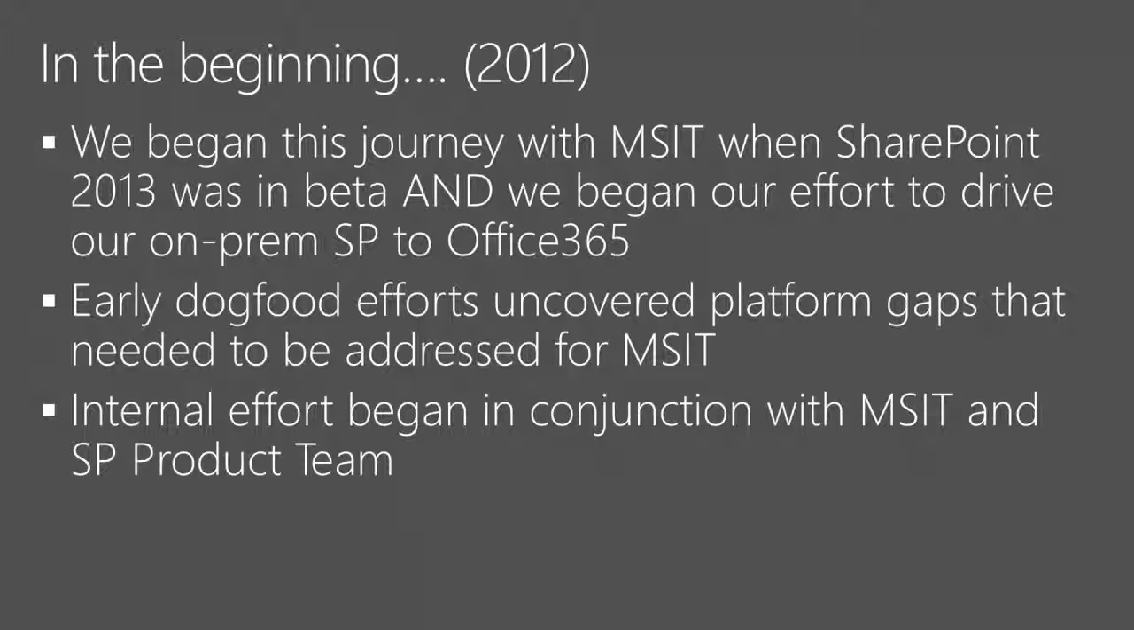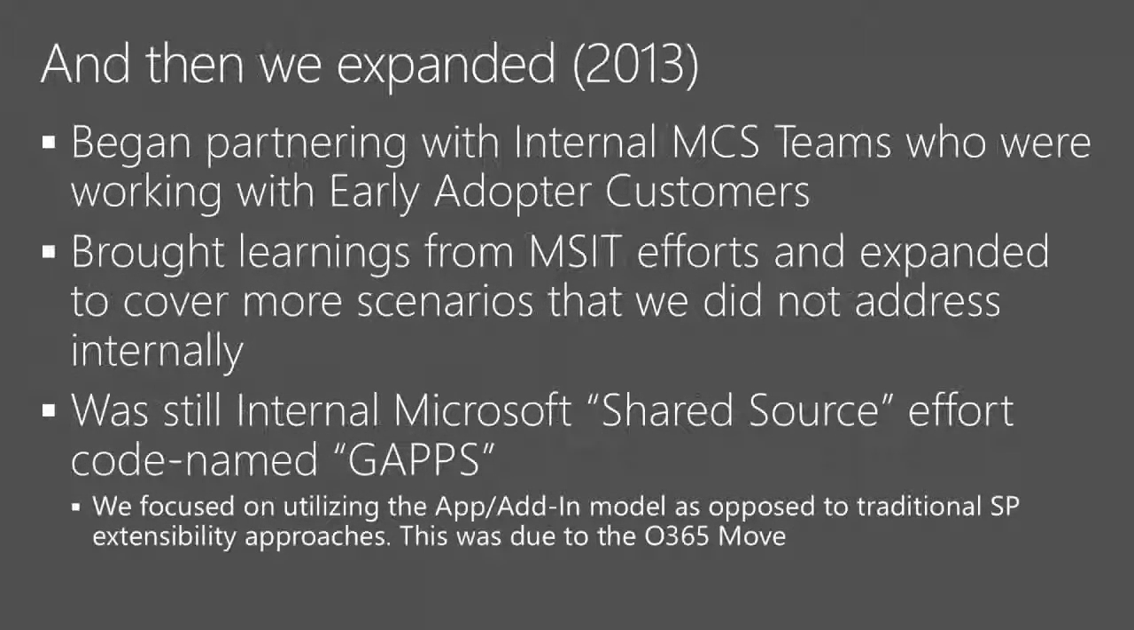So these early dog food efforts, as with any software, you go out into an enterprise and you find out what it doesn't do, and you find out where you're going to have to extend it and where you're going to have to pave over the cracks and seams, right? And we found them, believe me. So this was an internal effort, is where it actually originally began. So we fast forward a little bit into 2013. We started partnering with other MCS teams internally who were working with early adopter customers.